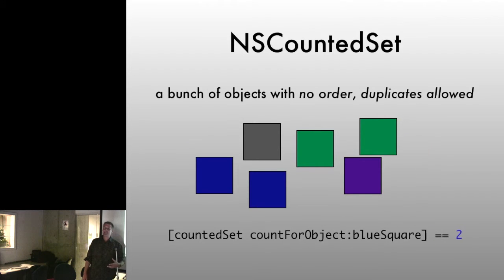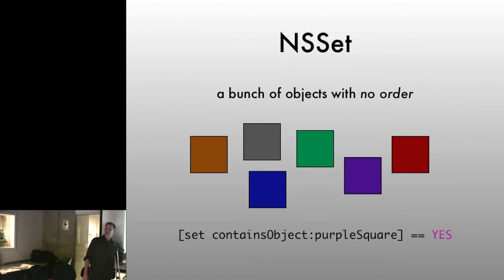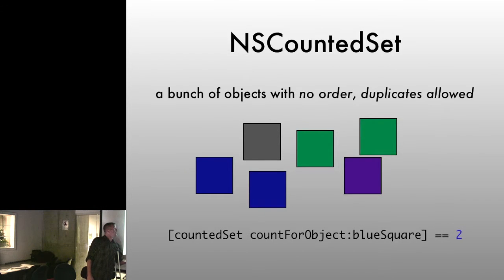NSCountedSets are the same as sets, except that you can have duplicate versions of your objects contained within that set. In an NSSet, you can't have duplicate objects. In an NSCountedSet, you can have duplicate objects.